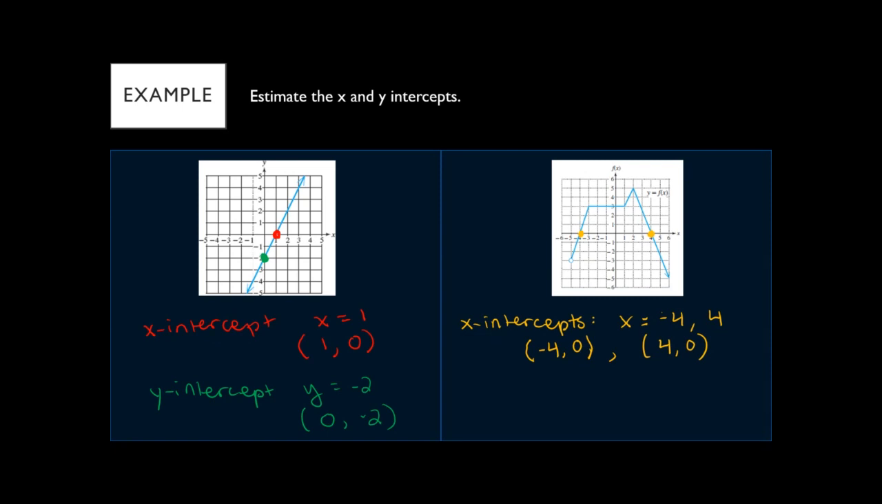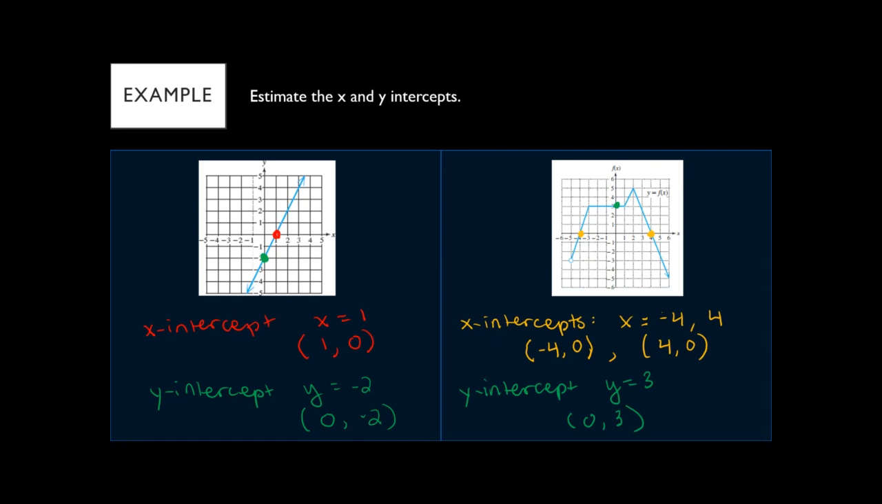Then the y-intercept here is up at 3. So the y-intercept is y equals 3, which we write as (0, 3). So in this case, the second graph, we have 2 x-intercepts and 1 y-intercept.